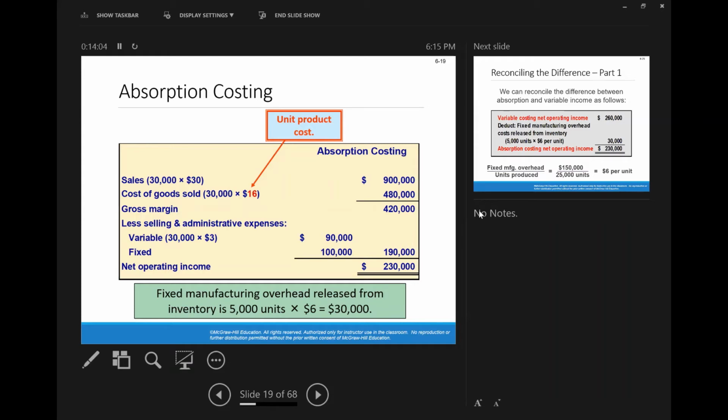So we have fixed manufacturing overhead that was released from inventory. Remember we had 5,000 units at the $6, which is the 30,000. That's now sold, so it goes into your cost of goods sold.